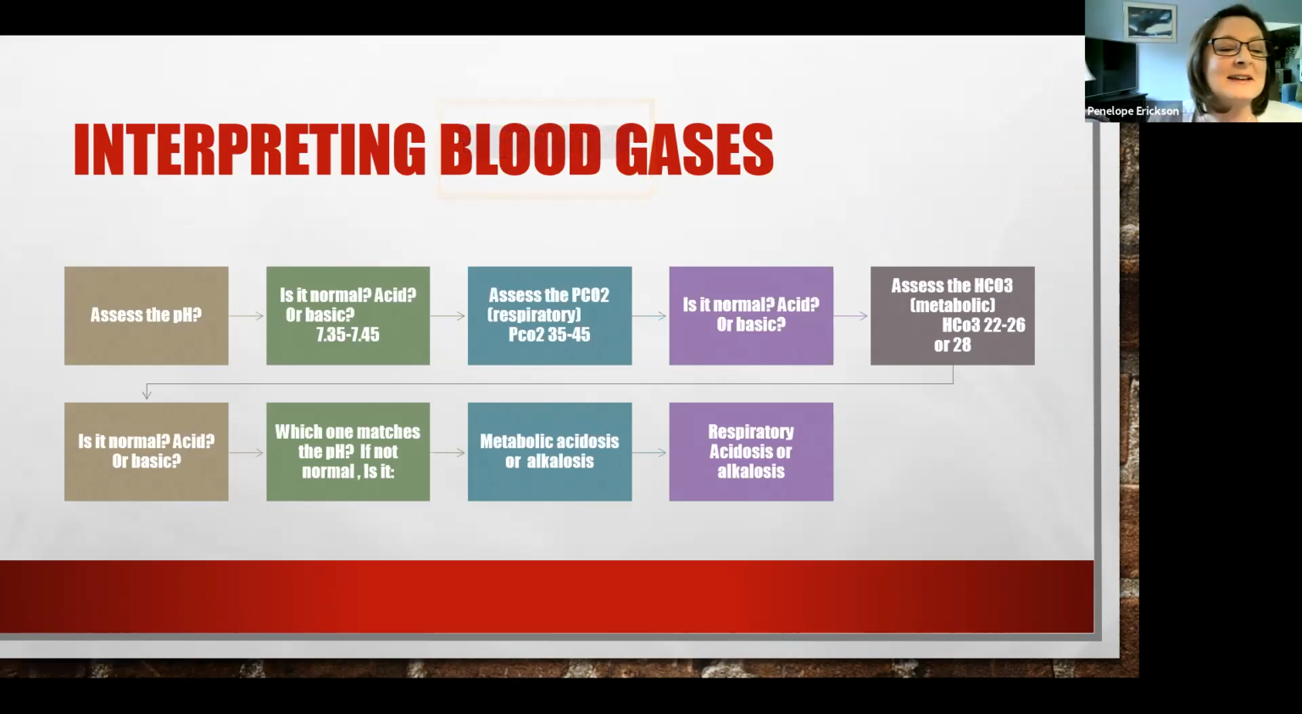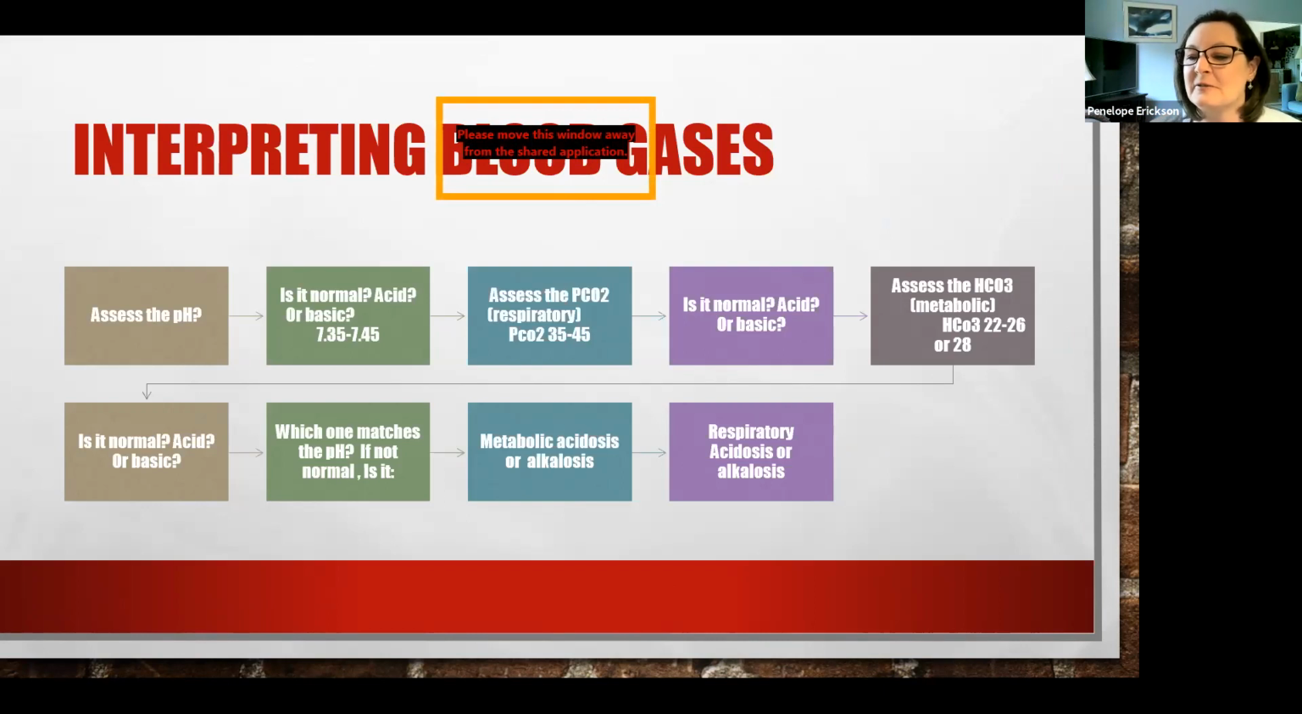Okay. Anyway, assess the pH, right? We get a blood gas slip. We drew an ABG. We sent it off with the respiratory therapist. They ran it. They brought us back our result, put the result in the computer. We pull it up. We want to know, what is the person's pH? Normal is 7.35 to 7.45. 7.4 is right on the money. So if it's normal, we know that at least in terms of acidosis or alkalosis, they either have a normal blood gas or they're compensating. Okay, we're going to talk about compensation today.